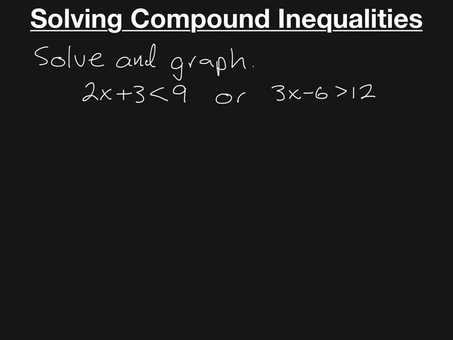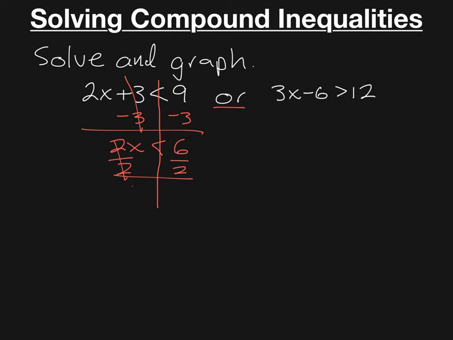We are going to start with an or compound inequality, right? We have the word or here. So our first inequality, we have 2x plus 3 is less than 9. So first thing we want to do is solve this so we can figure out what x is. So 2x plus 3 is less than 9. I'm going to subtract 3. That's going to give me 2x is less than 6. And then I divide by 2. And I get x is less than 3.